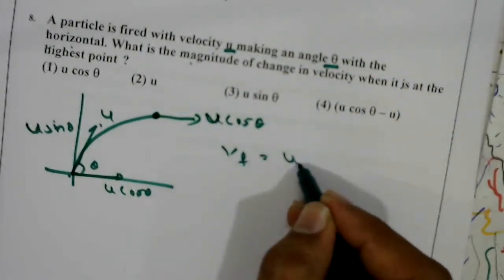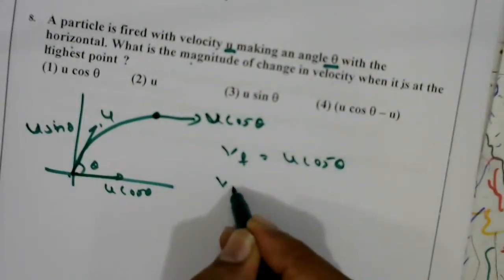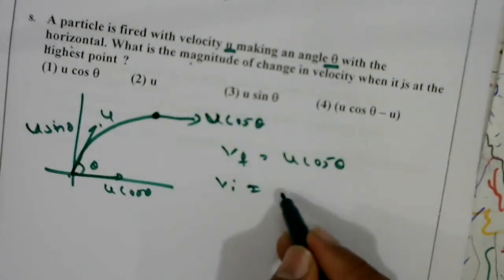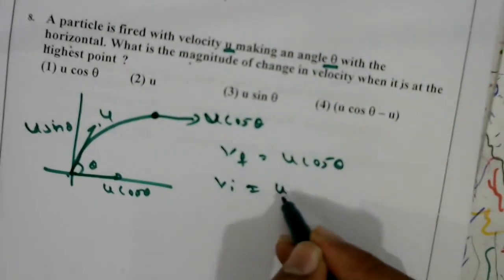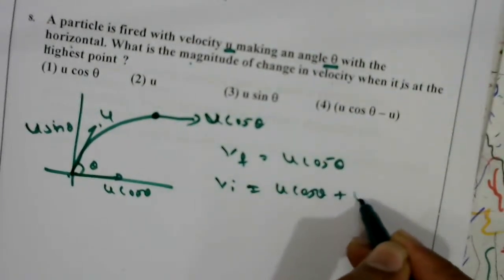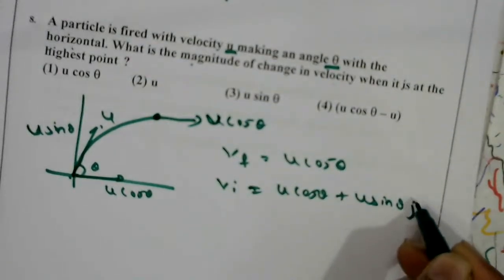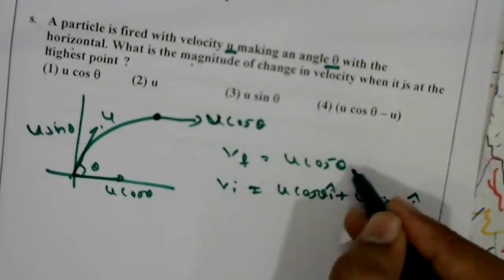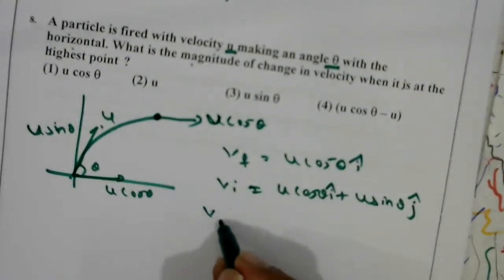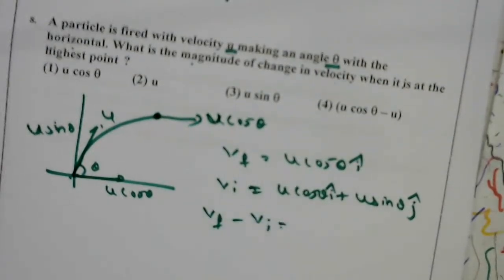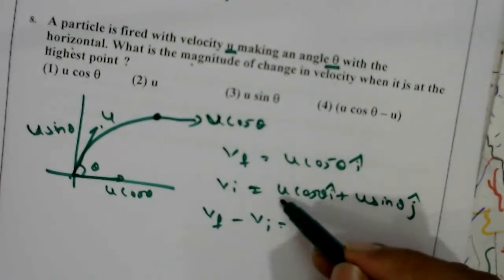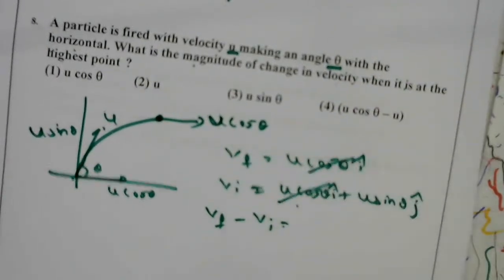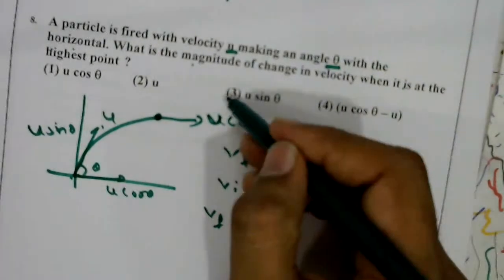Final velocity we can write as u cos theta only. Initial velocity we can say is u cos theta i cap plus u sin theta j cap. Change in velocity is vf minus vi. So this one minus this one, these two get cancelled. Only u sin theta remains. That is the third option.